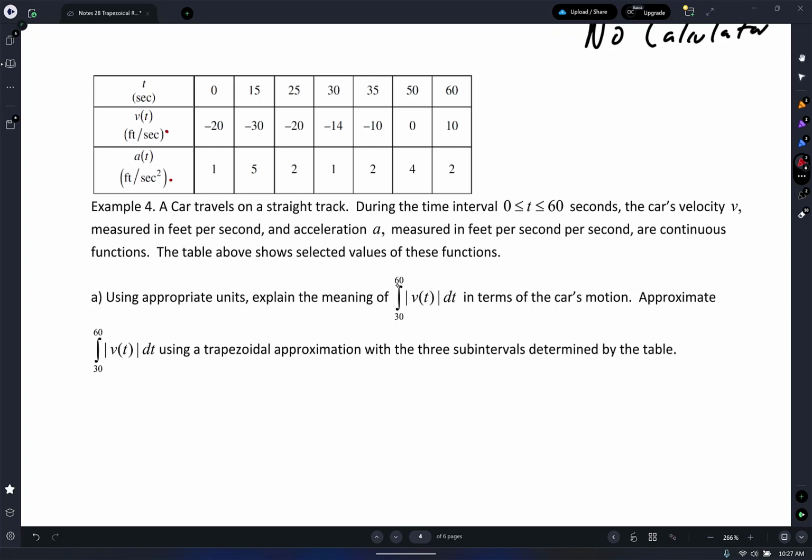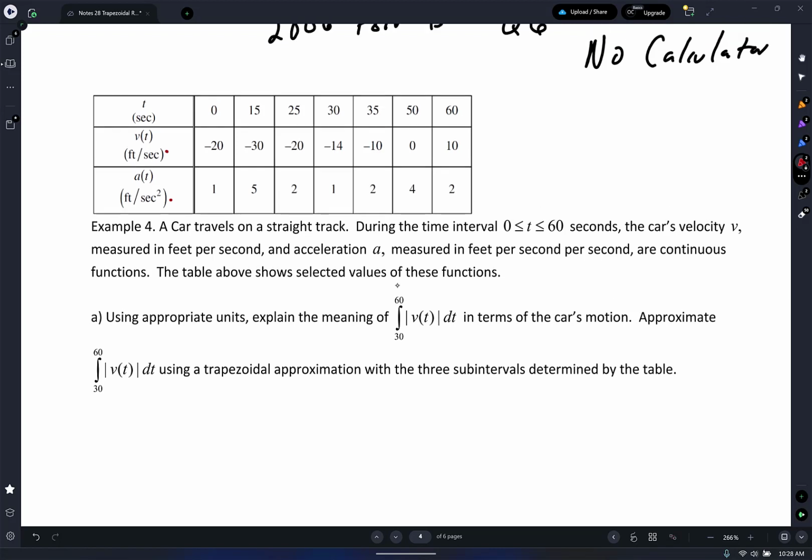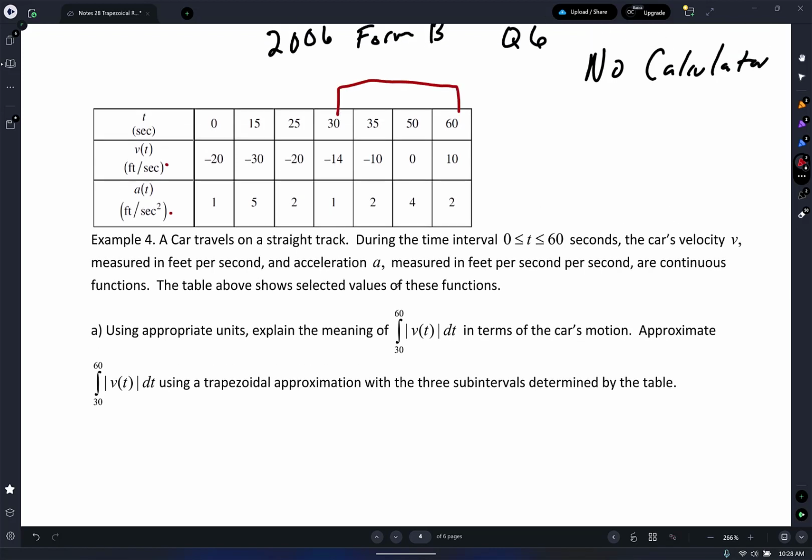All right, letter A. Using appropriate units, explain the meaning of the integral of the absolute value of v of t dt between 30 and 60 in terms of the car's motion. Approximate the integral of the absolute value of v of t dt between 30 and 60 using a trapezoidal approximation with 3 subintervals determined by the table. Okay, you need 3 trapezoids. Here's my first trapezoid between 30 and 35, my second between 35 and 50, and my third between 50 and 60.